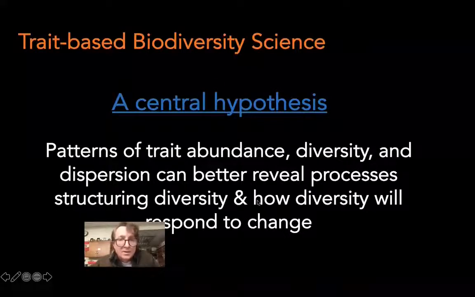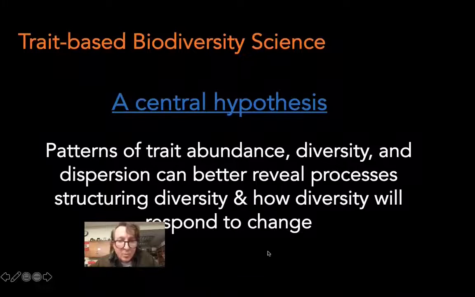Okay. So what's our central hypothesis? One central hypothesis in trait-based ecology is that the patterns that we see in the changes in the abundances of traits and the diversity of traits, but also in the dispersion of traits, that is, whether or not traits tend to be really abundant or really rare, if we measure these additional metrics of trait diversity, these can better reveal the processes that are ultimately structuring biological diversity and how that diversity will respond in the future to any sort of environmental change.